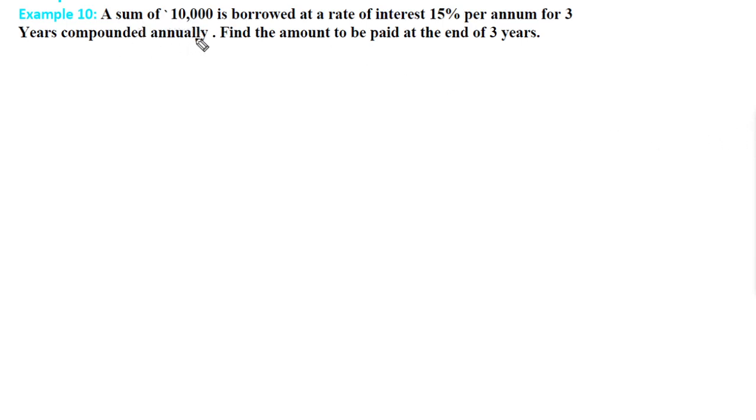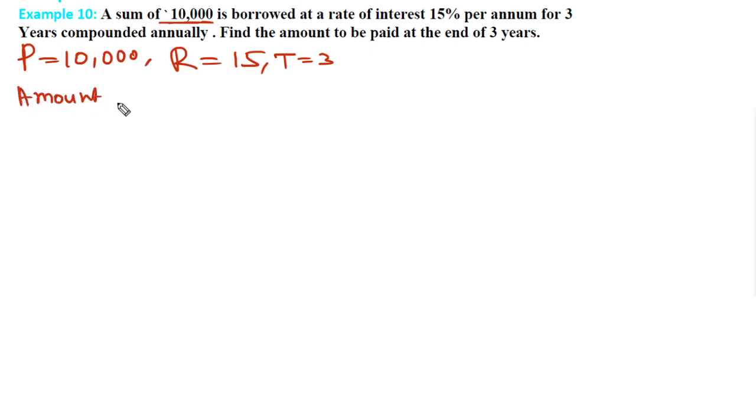So what are the data given here? Here data is 10,000 rupees is borrowed. So here P is equal to 10,000. Then you have rate of interest, that is R, R is equal to 15, then time T is equal to 3 years. Okay, now we will move here year by year. We have to find the amount for 3 years. Now we will find amount for first year.